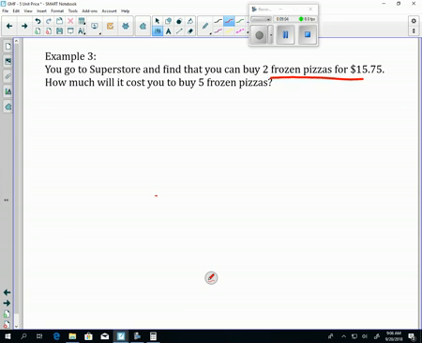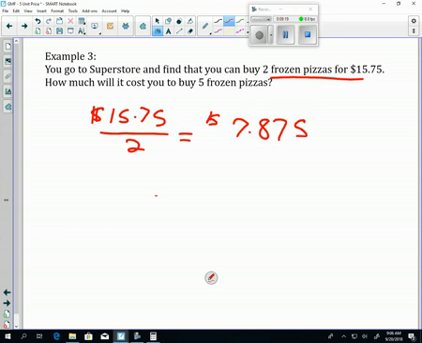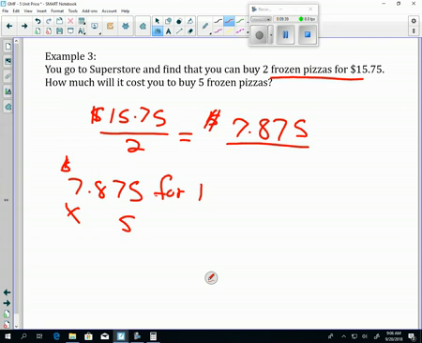Well, that's unit pricing. You take the money, divide it by the number of pizzas, 2, and put that in your calculator. So one pizza will cost $7.88. How much will 5 cost? Well, if one is $7.875, that's for one. For 5 pizzas, we multiply it.